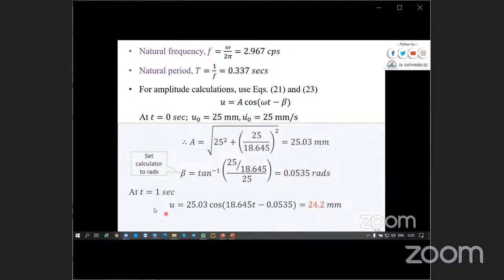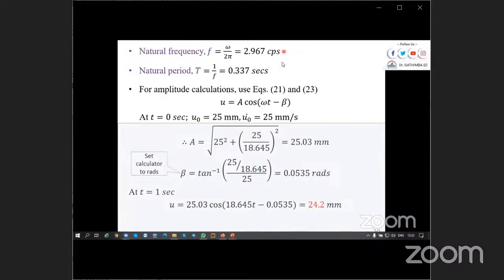But this is the particular case for when you have this tan or cos or sine, and you're working with values inside there. Otherwise, in other terms, it would just be in degrees. So once you get what is A and beta, your equation is like this, and at 1 second, you just need to put t equals 1. You get that the displacement is 24.2 millimeters.